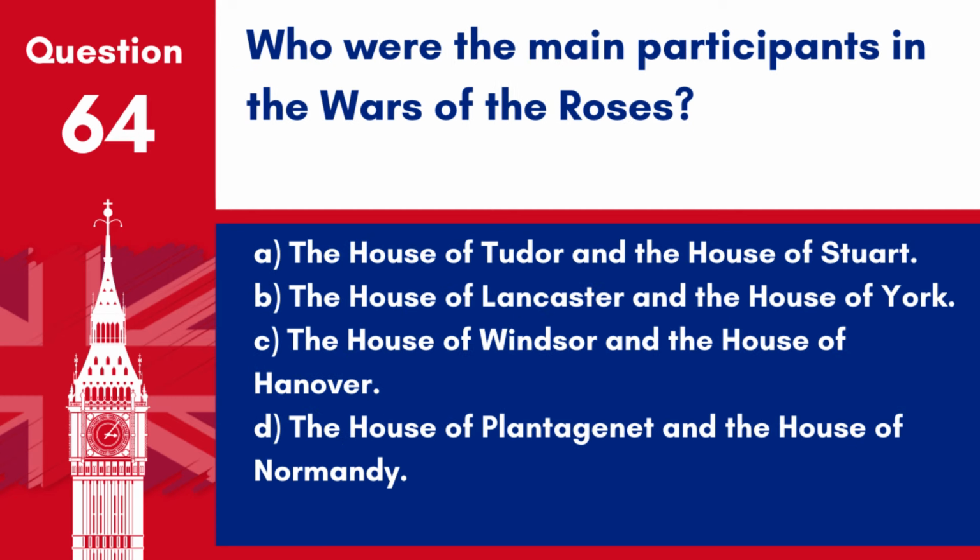Question 64. Who were the main participants in the Wars of the Roses? A. The House of Tudor and the House of Stuart. B. The House of Lancaster and the House of York. C. The House of Windsor and the House of Hanover. D. The House of Plantagenet and the House of Normandy.